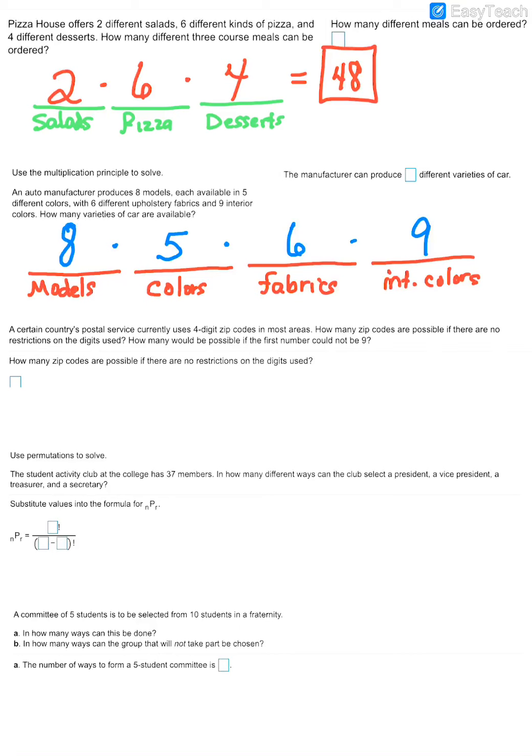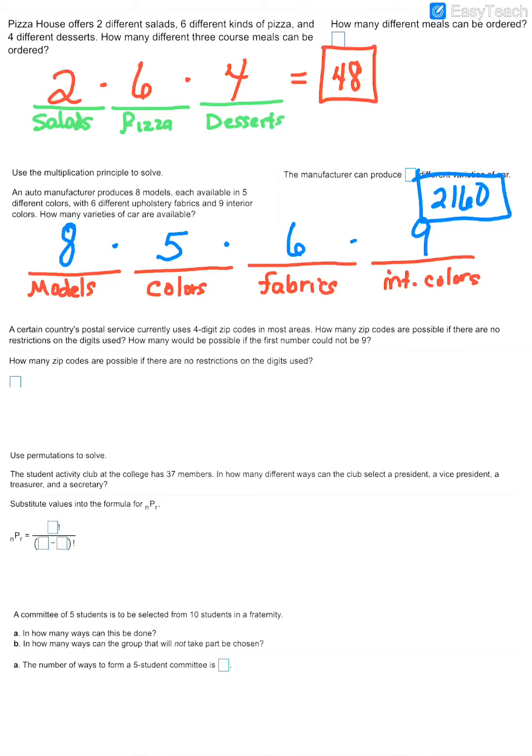So now if I multiply that all together, 8 times 5 would give me 40. 6 times 9 is 54, so 40 times 54 would leave me with 2,160 different varieties of cars based on those selections.